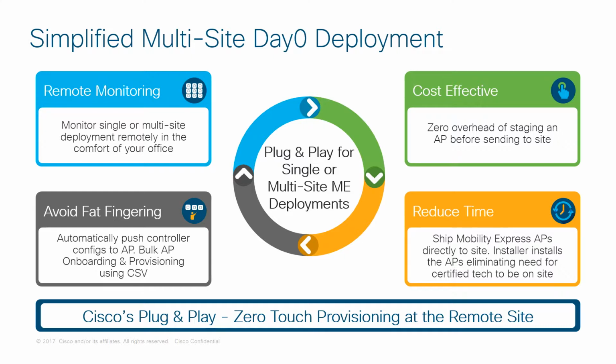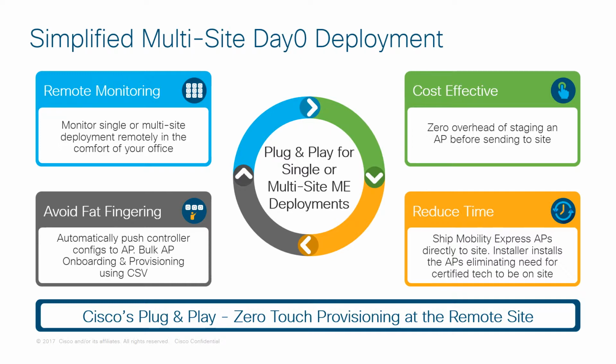Once the pre-provisioning is complete, ship the AP to the site. All the installer has to do is install and power up the APs. The Mobility Express AP automatically contacts the plug-and-play server using DHCP, DNS, or Cloud Redirection Service. Once the connection is established, the servers push the configurations and update the software if needed. You can do this for one AP or many APs, one site or many sites, and monitor deployment from the comfort of your office.